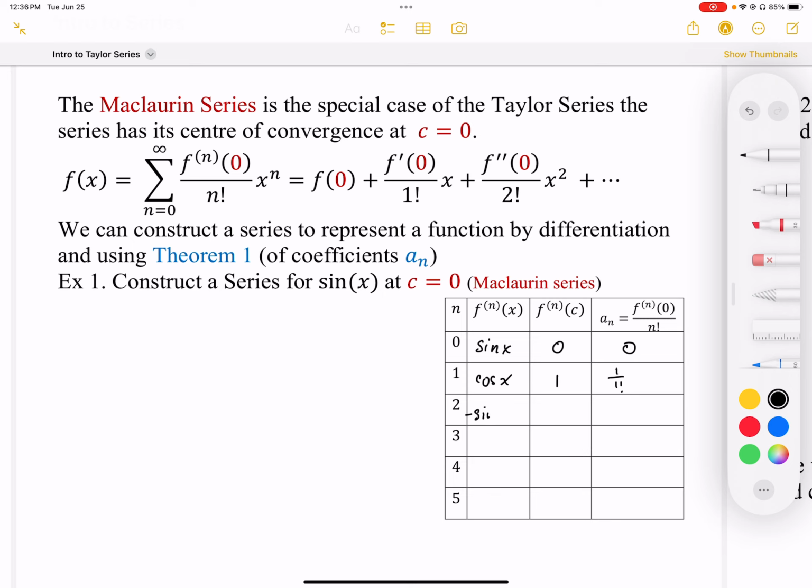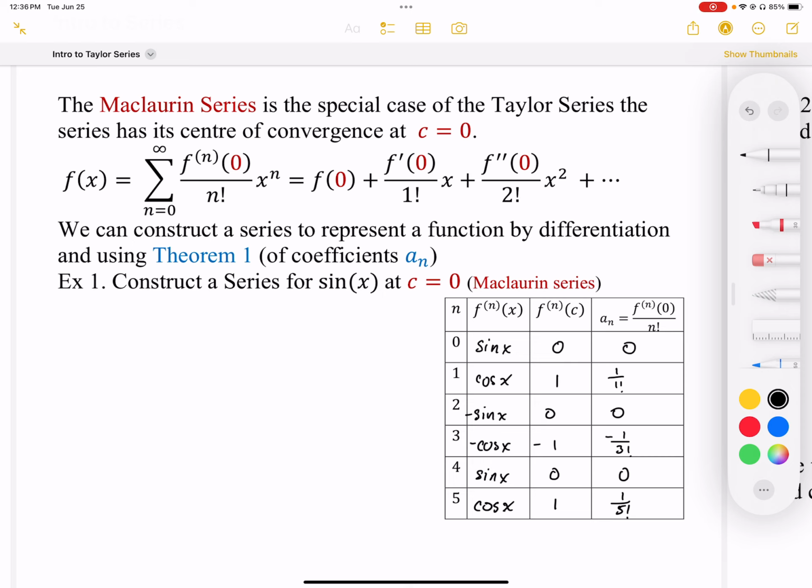Our next derivative is going to be negative sine x. It's going to be 0. We're going to get negative cosine x, evaluated at 0, which is equal to 1. Sorry, negative 1. So we get negative 1 over 3 factorial as our a_n coefficient. We get sine x, evaluated at 0 as 0. And then we get cosine x, evaluated at 0 is equal to 1. So our coefficient is going to be 1 over 5 factorial. Okay, so we've generated all our derivatives. We've calculated our a_n terms.